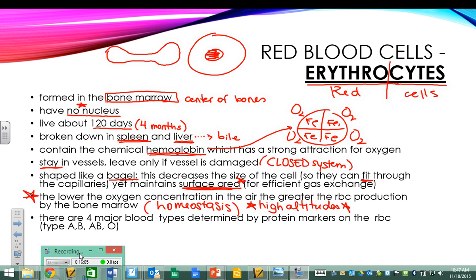Now, does anyone have any questions they want to ask about that? Homeostasis, good written response question, really, really good.